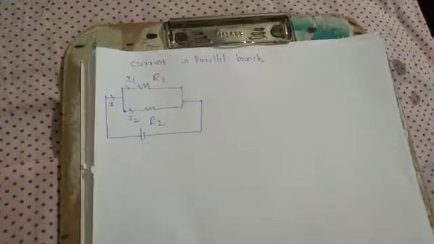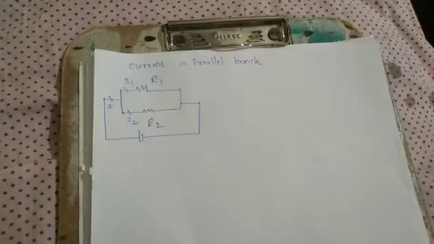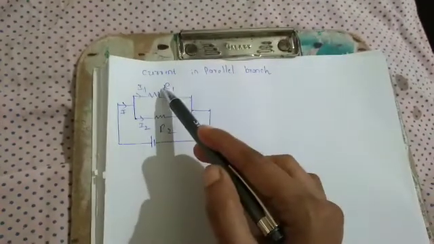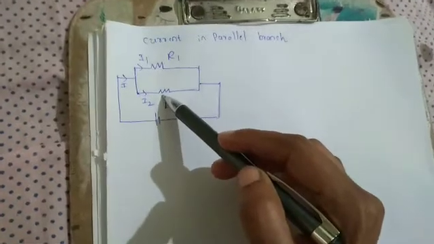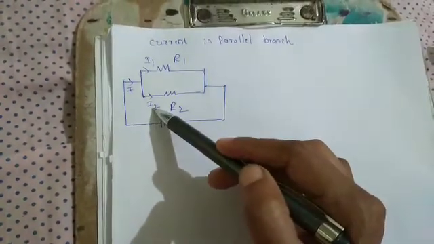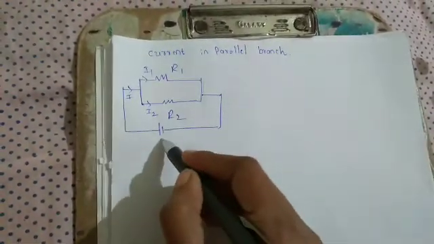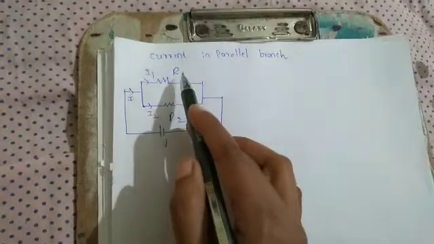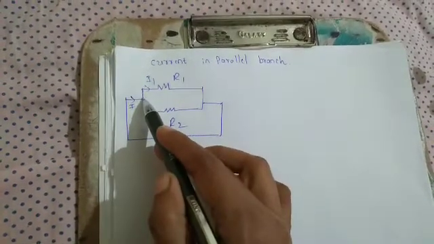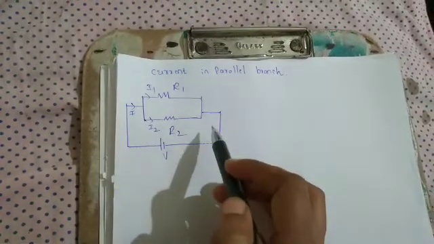If two resistances are connected in parallel, what is the equation of current I1 and what is the equation of current I2? Consider two resistors R1 and R2 connected in parallel. Here I is the total current, V is the total voltage, and R1 and R2 are two resistances. Here is the input node and this is the output node. This is one parallel electric circuit.